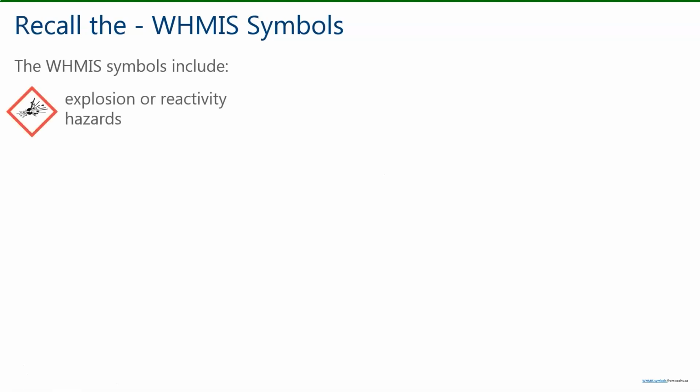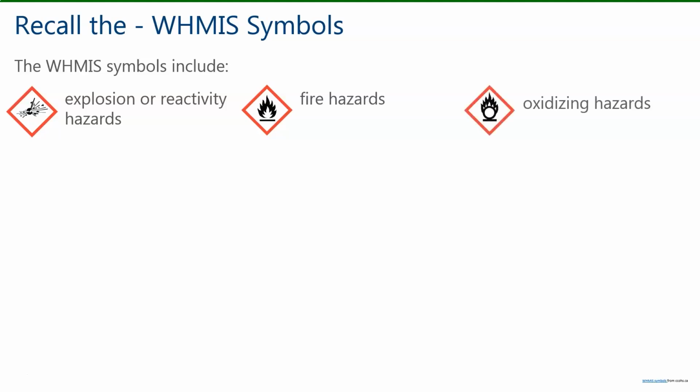The WHMIS symbols include: the first one looks like an exploding bomb, indicates that a material or product is explosive. The second one, which is a flame, indicates that a product is flammable or can catch fire easily. The flame over the circle indicates that a product is an oxidizing substance. In other words, the product can fuel fires. I remember this as underneath the flame is an O for oxidizing.